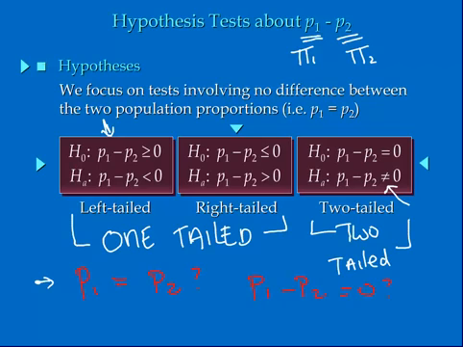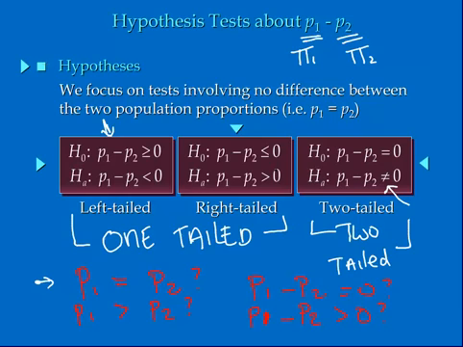That's why we have them in the form we do, P1 minus P2. So is it equal to 0, or not equal to 0? Is P1 greater than P2? Another way we could write that, P1 minus P2, is that greater than 0? So that would explain the way these null hypotheses and alternative hypotheses are written. So those are the three types there anyway.